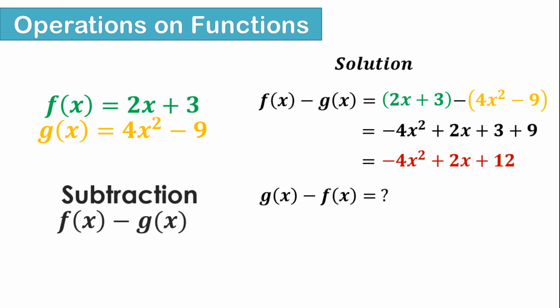Now what if the question is, what is g of x minus f of x? Is it the same as f minus g? The answer is no, because subtraction is non-commutative. If you think about it, 3 minus 2 is 1, but 2 minus 3 is negative 1, so it's really different. They're not commutative.